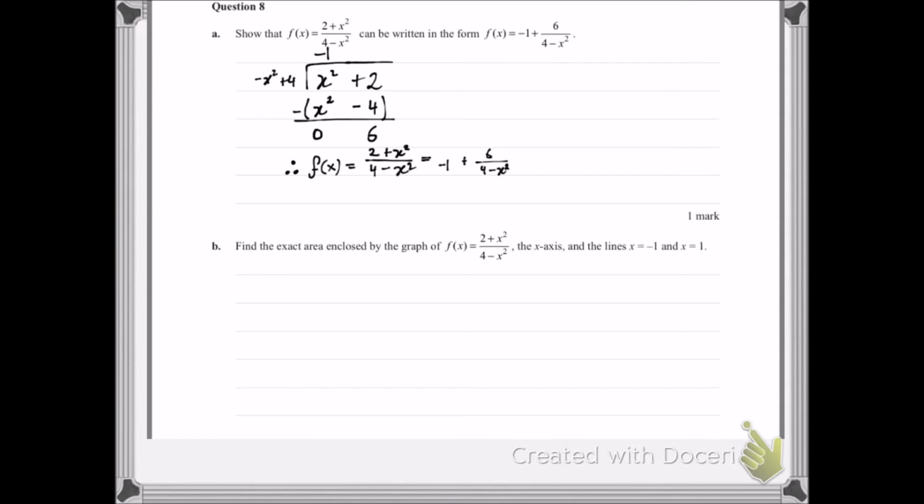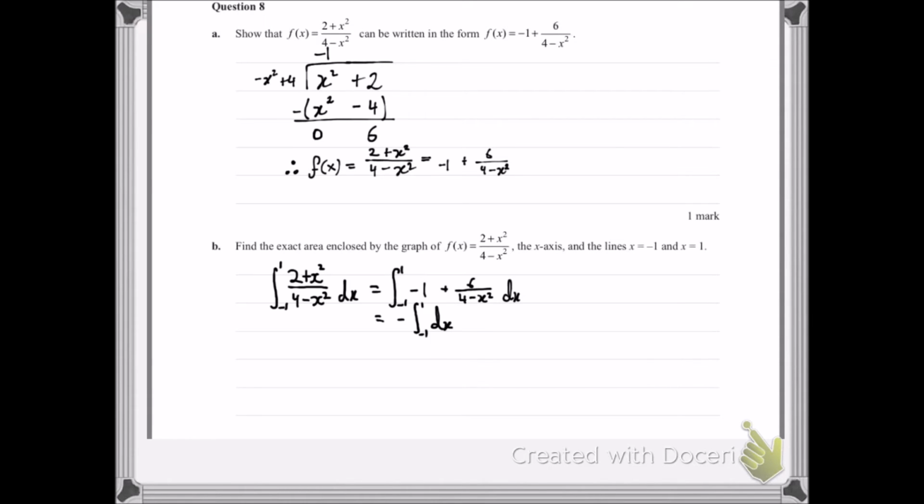We've verified that it can be expressed like so. Now our job is to find the exact area enclosed by the graph of this function with the y-axis and the lines x equals -1 and x equals +1. So it's a bound region that's described here. As you can see, this area is found by this definite integral from a lower limit of -1 to an upper limit of +1, where this rational function is expressed from part A in this form. That's the better form to integrate.